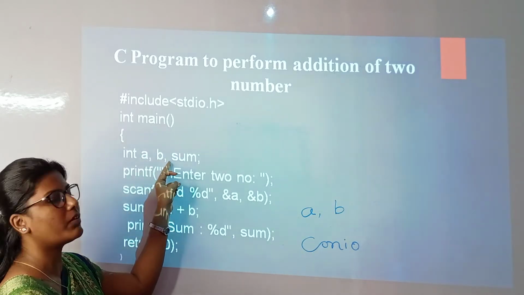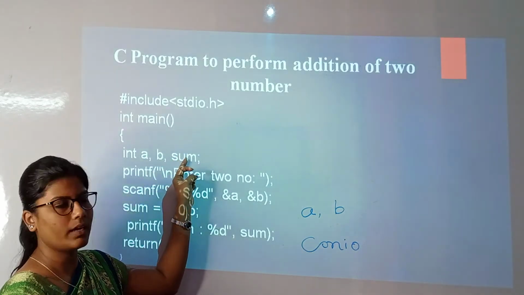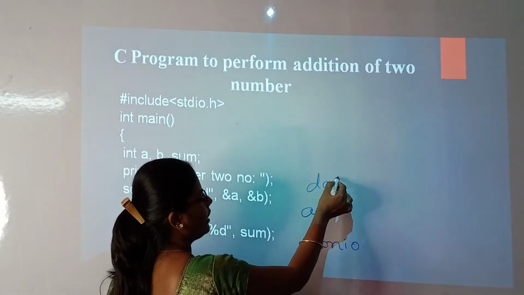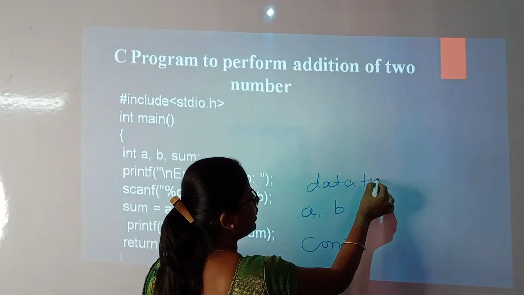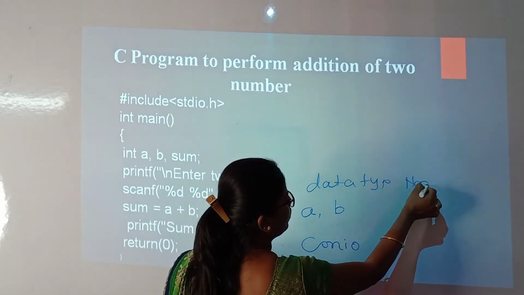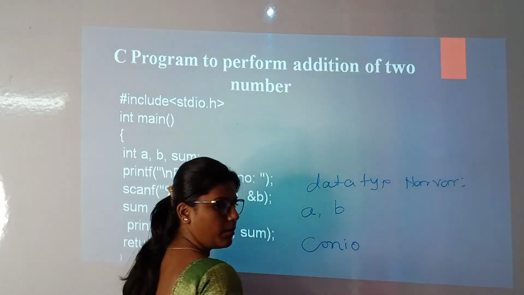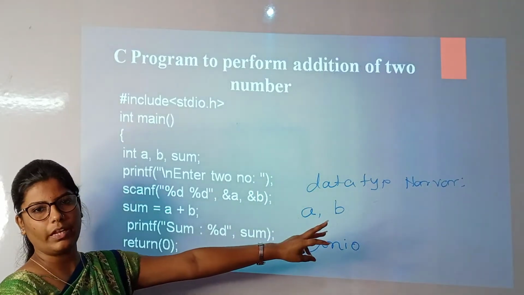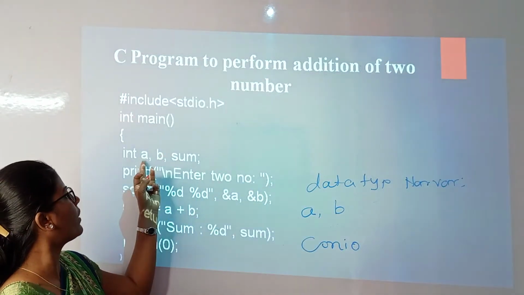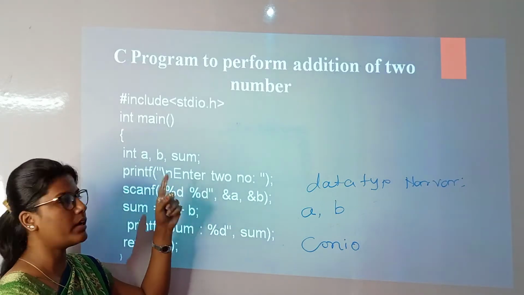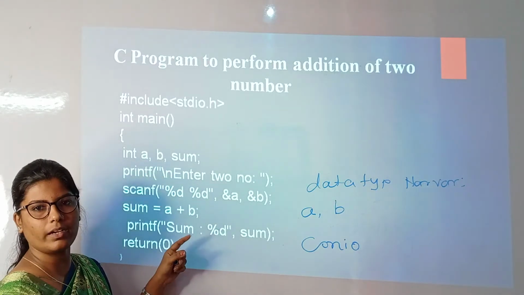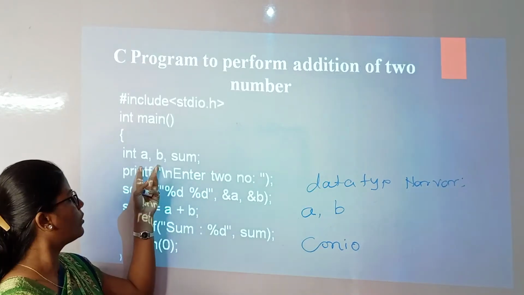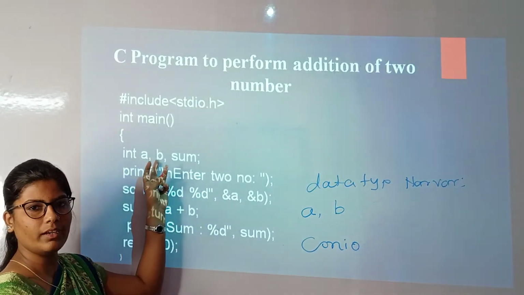Inside the curly bracket we define variables. What is the syntax of variable declaration? Data type, space, name of the variable, and semicolon. To perform addition we need to define three variables. Variable A for the first number, variable B for the second number, and variable sum to store the addition of those two numbers, A and B.